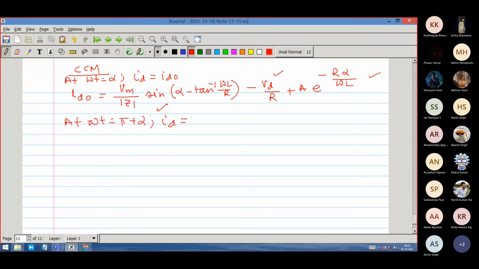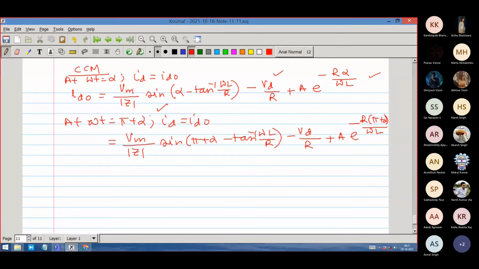We will also get ID equal to ID naught, because we are doing the steady state solution. The circuit is now repetitive or periodic, so that must also hold as the second equation. Therefore ID naught is equal to Vm by Z sine of pi plus alpha minus tan inverse omega L by R, minus Vd by R, plus A e to the power minus R into pi plus alpha by omega L, right?